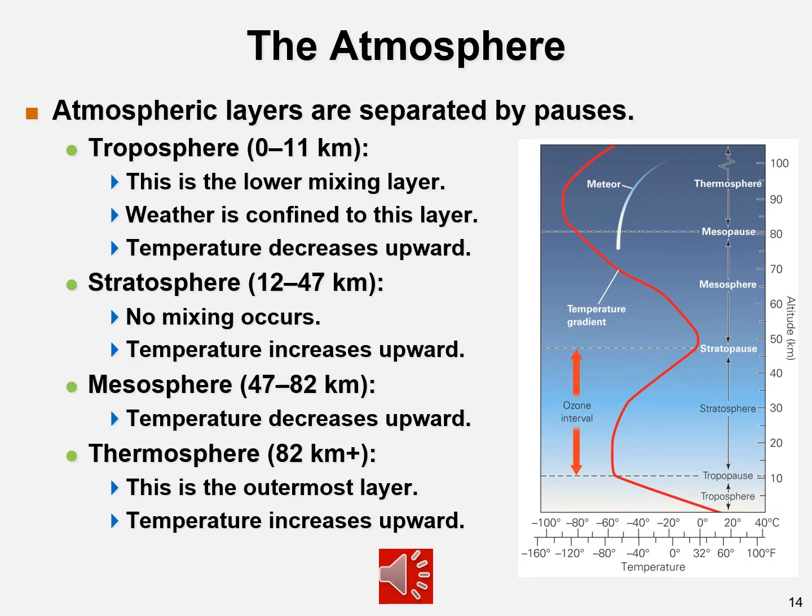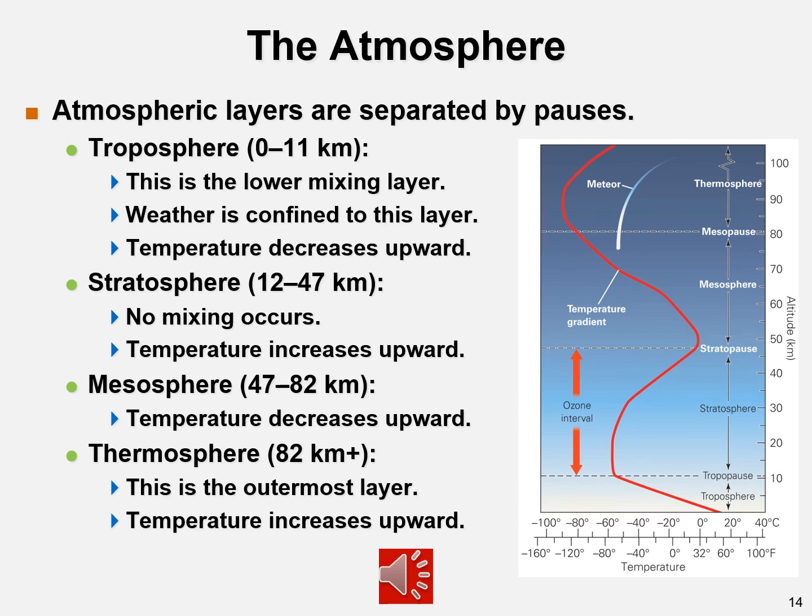Atmospheric scientists divide the atmosphere into layers. Most winds and clouds develop only in the lowest layer, called the troposphere. The troposphere lies between 0 kilometers and 11 kilometers. This is the lower mixing layer. Weather is confined to this layer, and temperature decreases upwards. The next layer is called the stratosphere, which lies 12 to 47 kilometers above the Earth. No mixing occurs within the stratosphere, and temperature increases upwards.